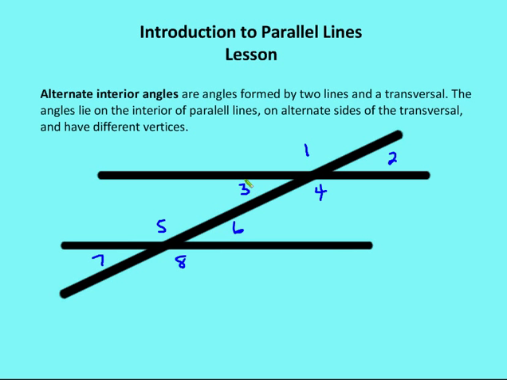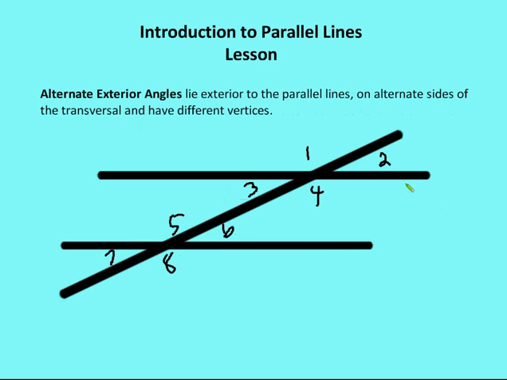Okay, so alternate interior angles, in this case, the pairs would be 3 and 6, and then 4 and 5. Why is that the case? Well, 3 and 6 lie on alternate sides. They're on the inside of the 2 lines, so they're interior. They lie on alternate sides. They're on the opposite side of the transversal. And they have different vertices. So 3 has a vertex here, and 6 has a vertex here. 4 has a vertex with 3, and 5 shares a vertex with 6. So 3 and 6 would be a pair of alternate interior angles. 4 and 5 would be a pair of alternate interior angles.